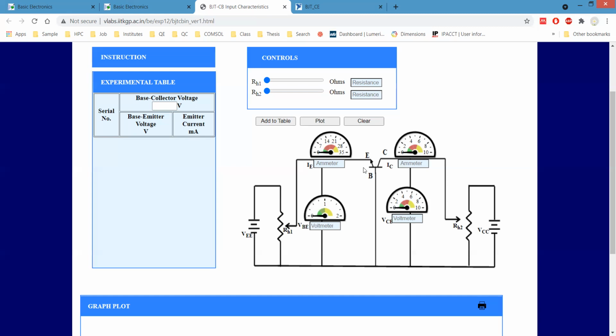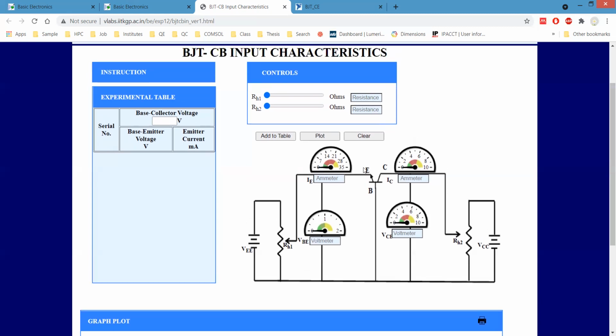So in the first case, we have to make the base collector voltage constant, means we have to keep it fixed first. Let's say 0.5 volt. And now we will vary the base emitter voltage accordingly, and we will see the variation.